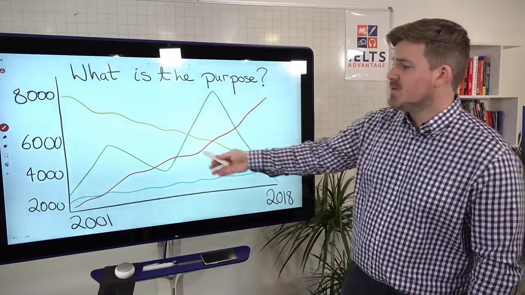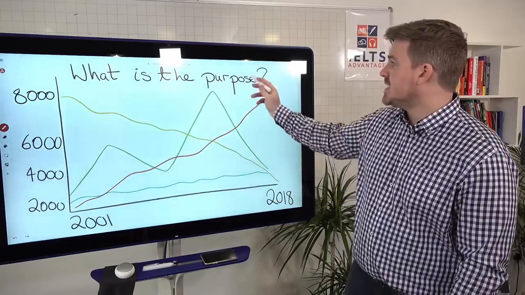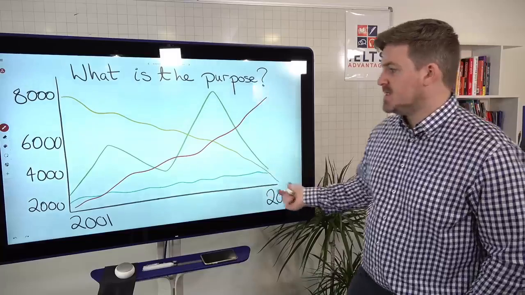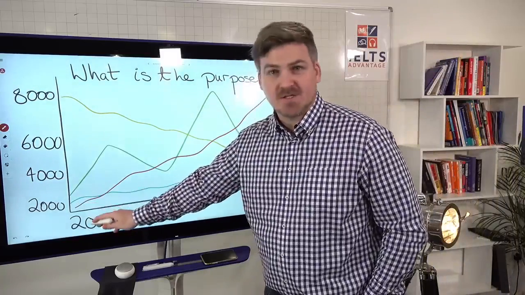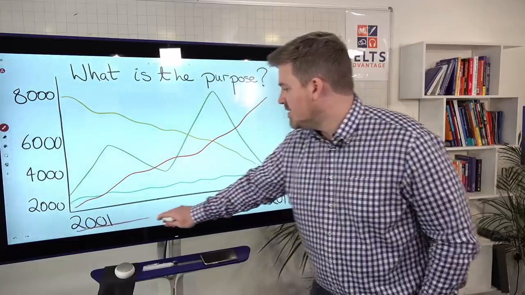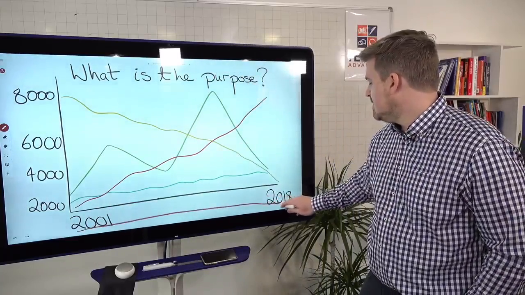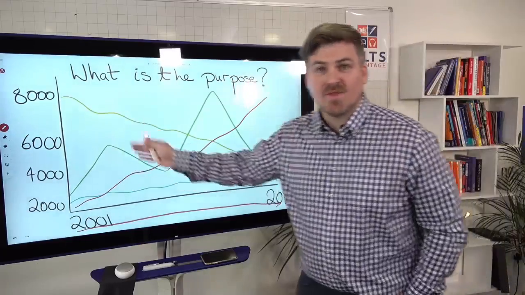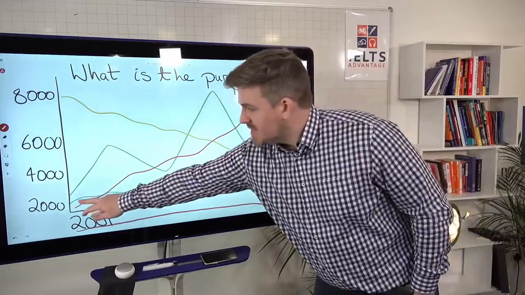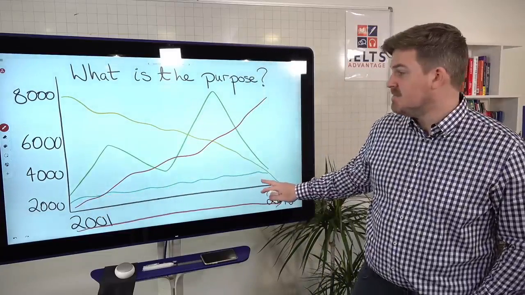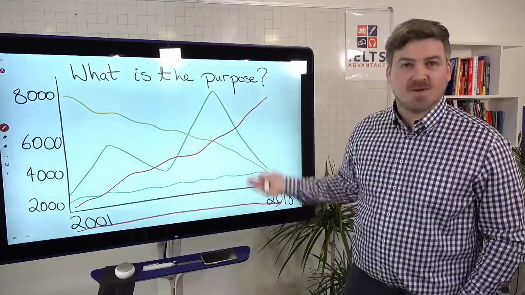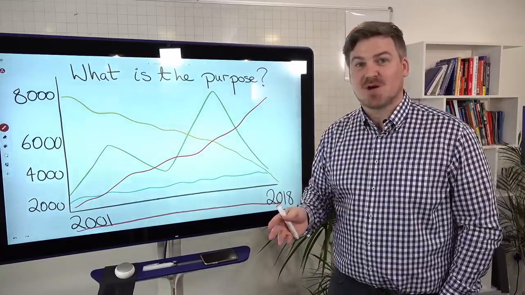So one way with a line graph over time is just to ask this question: what is the purpose? The purpose of this is to show changes in 4 things over time. So from 2001 to 2018, to show how 4 things have changed. So how have they changed? This one has stayed relatively the same. This one has gone up. This one has gone down. And this one fluctuates. It doesn't need to be any more complicated than that.